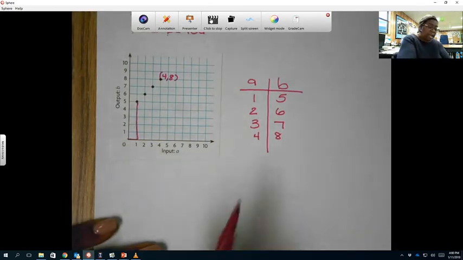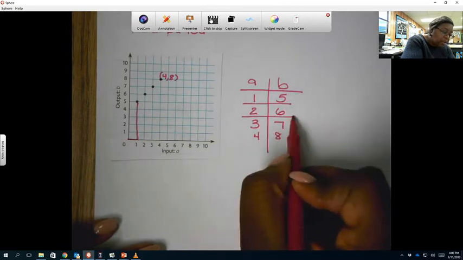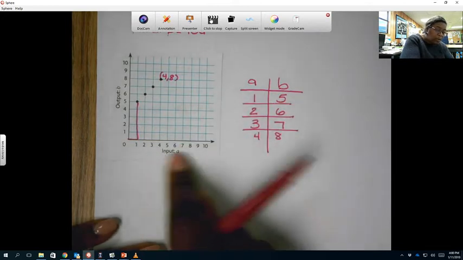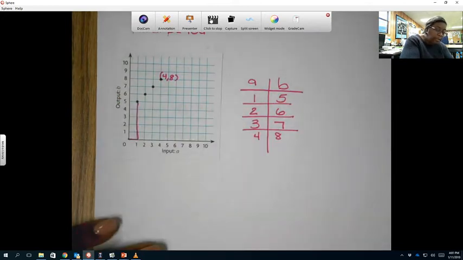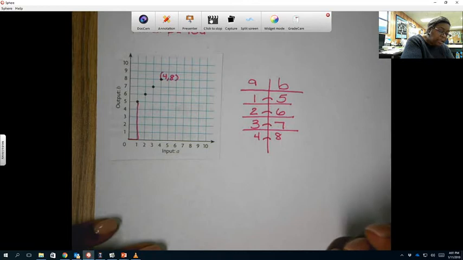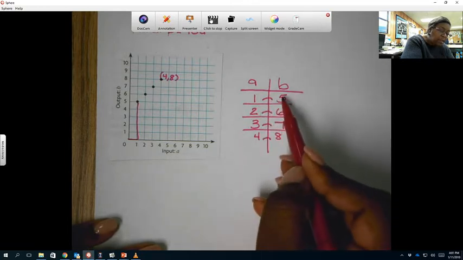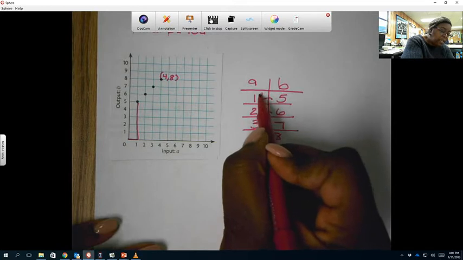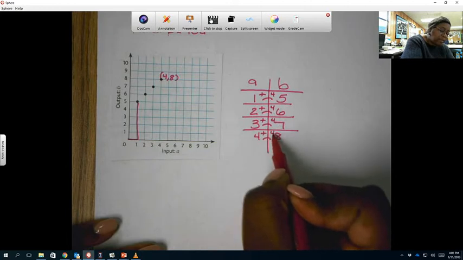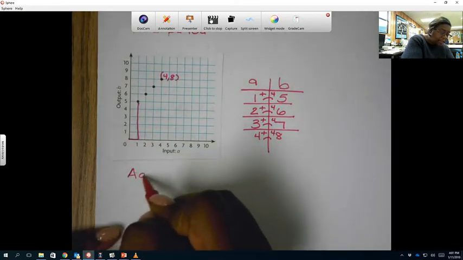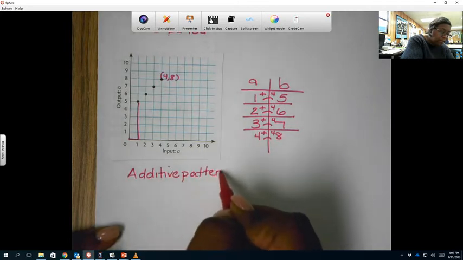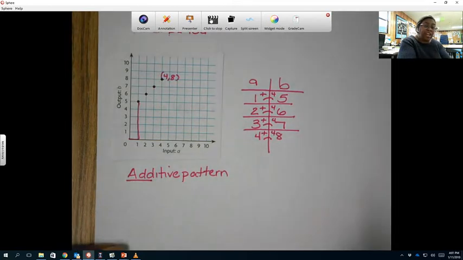So now I've created an input-output table using the x-coordinate and the y-coordinate that correspond with the x-axis, the input, and the output. Well, if I look at the relationship, the output is the sum of the input plus 4. Therefore, this is an additive pattern. Remember, the word add is in our word additive.